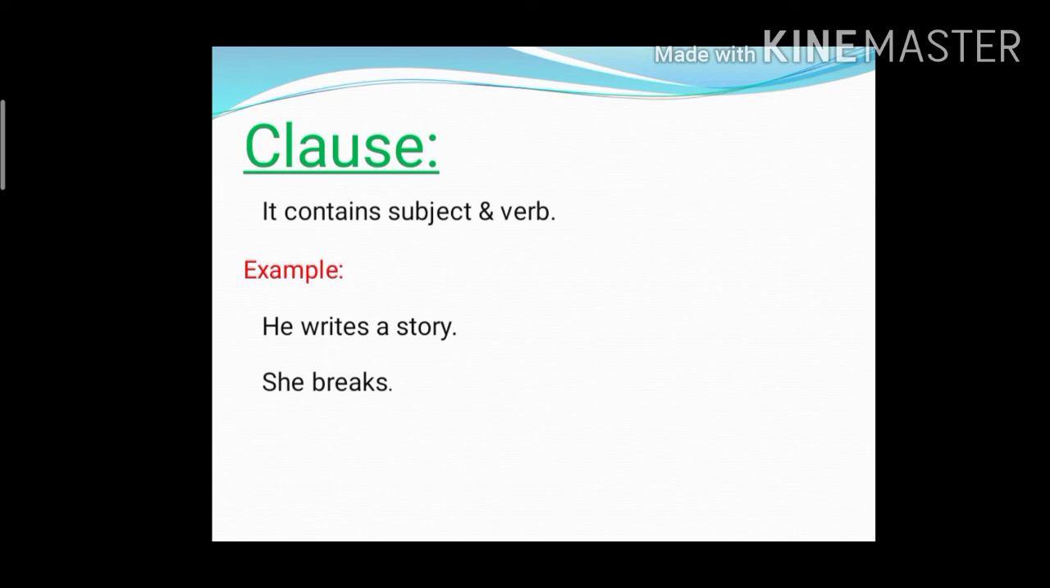In the first sentence, he writes a story. Here we have used subject, verb and object, means subject and predicate. In the second sentence, she breaks. Here it only contains subject and verb. So in all cases, whether it contains subject, verb and object or only subject and verb, we call it a clause.